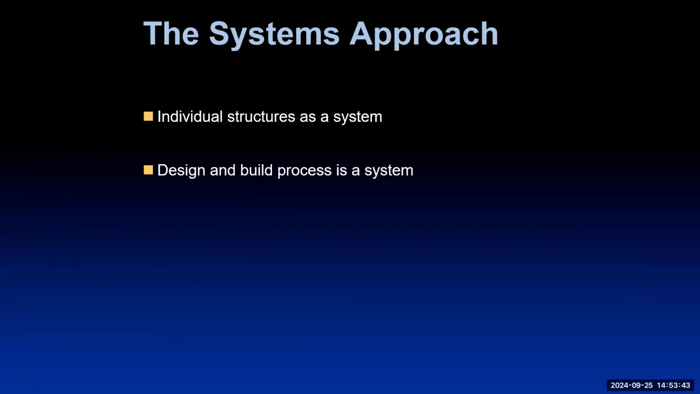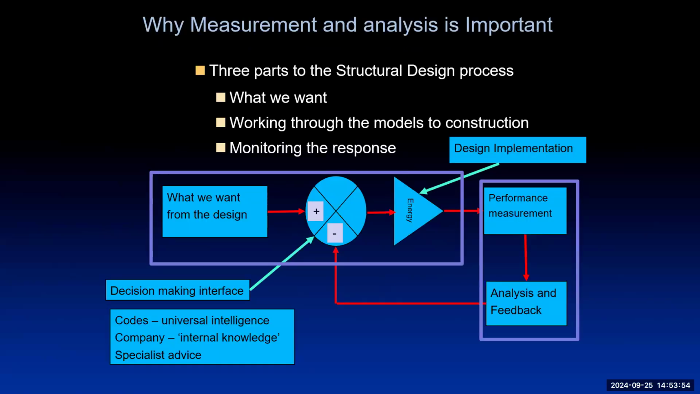The systems approach actually tells us a number of other things as well. We look at the structure as a system, and the design and build process is also a system. So what we have here is a diagram which shows you how a system works. Three parts of the structural design process: what we want from the design, and then a decision-making interface. We have energy, which is the design implementation. We have performance measurements. We analyze it and feed back here.